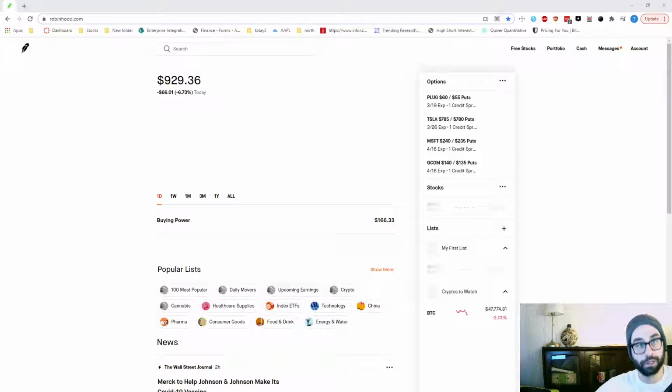I'm going to go over how to roll a position in Robinhood. It is quite a pain to roll a position, worse than opening one, but that's kind of to be expected here on Robinhood. Of course, right now it's still loading, but let's go ahead and roll the Tesla position here.